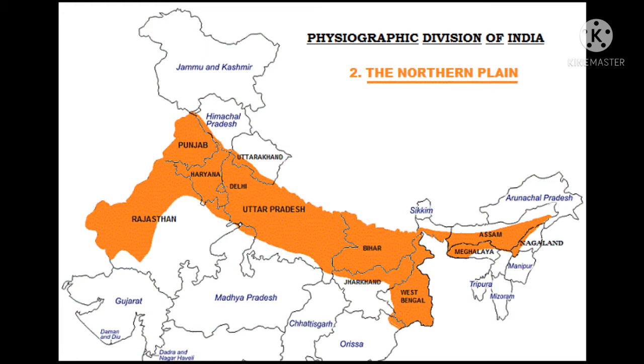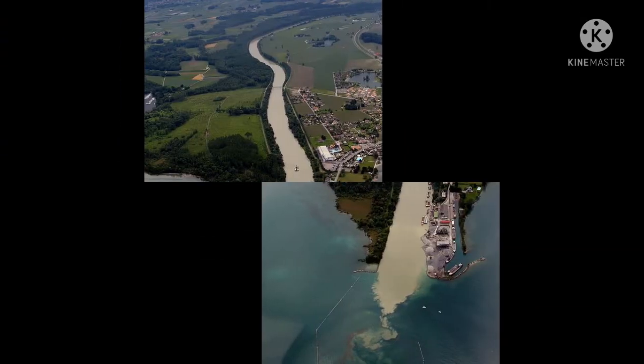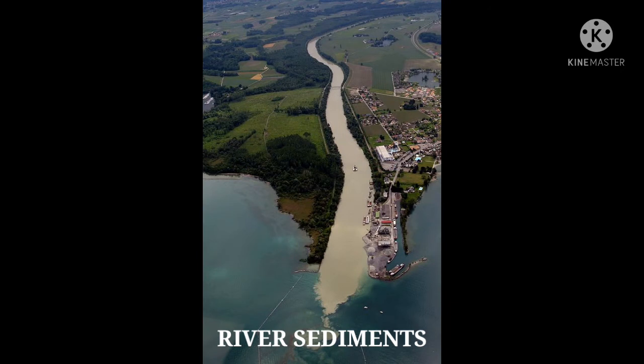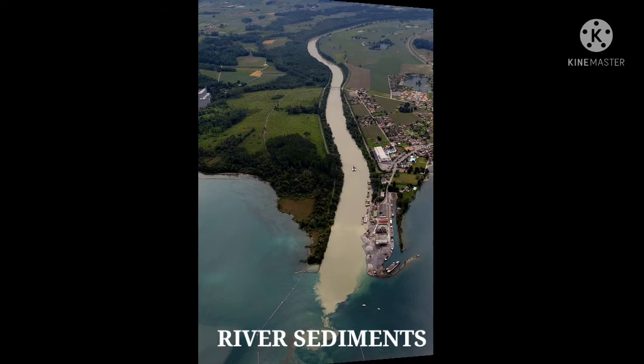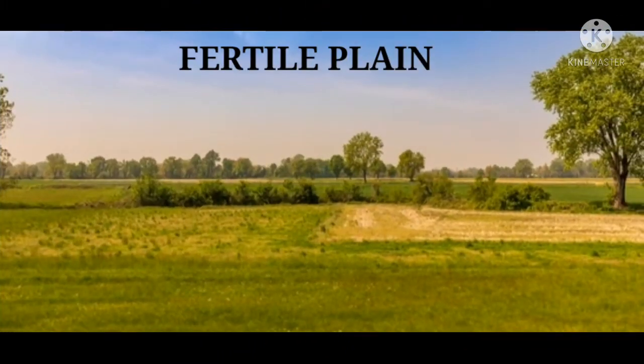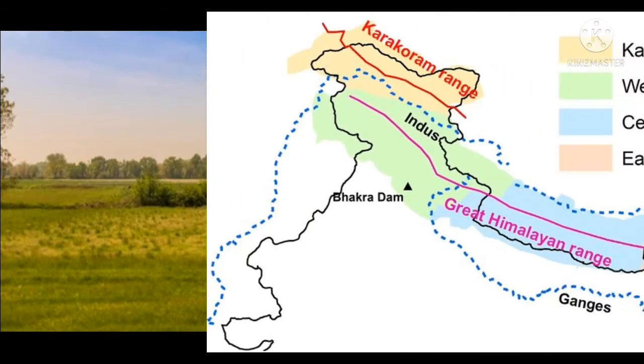Now the question arises: why is the plain known as the Indo-Ganga Brahmaputra plain? This is because a plain is formed by the sediments or materials that a river carries during its course, and these sediments make the plain fertile and good for agriculture. So we have come to know that a plain is formed by the deposition of river sediments.